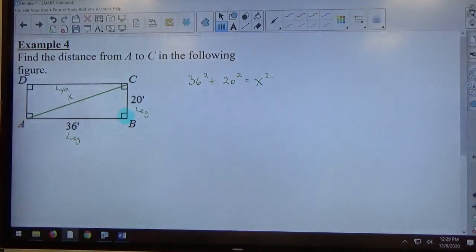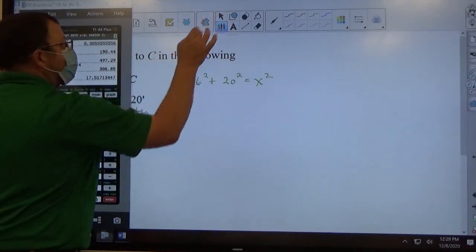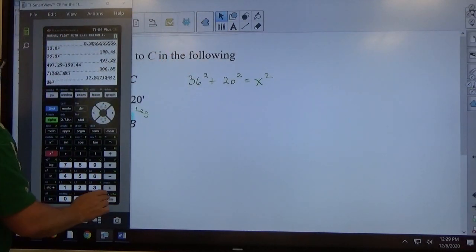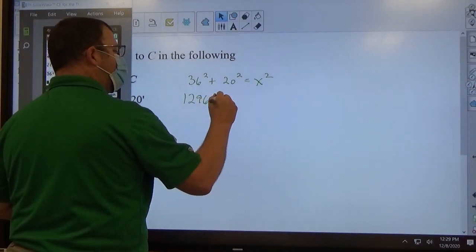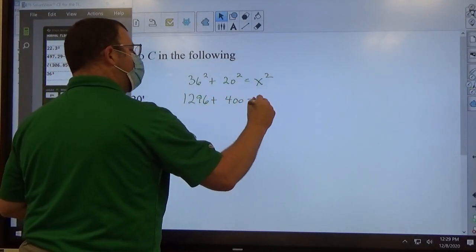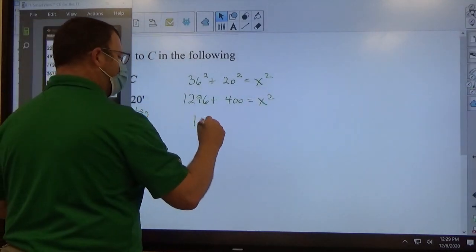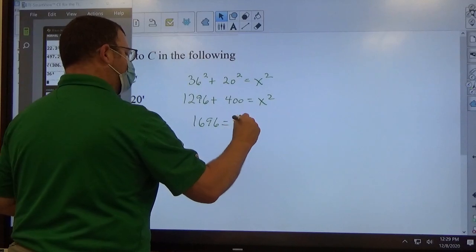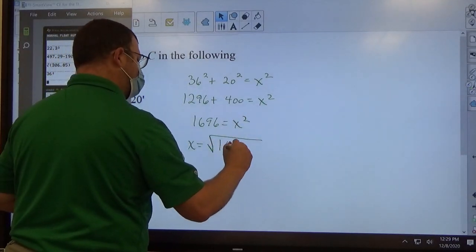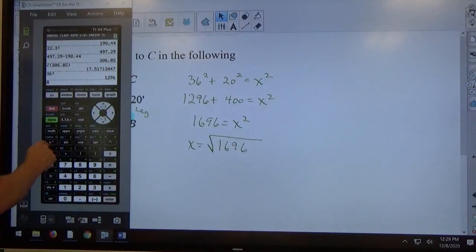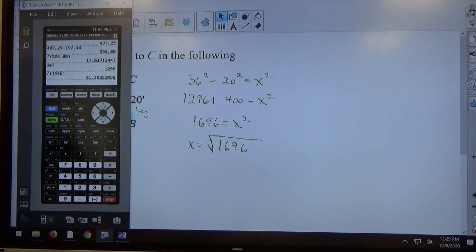This time the numbers are on the left, so if I grab my calculator and type in 36 squared, it is 1296. 20 squared is 400. 1296 plus 400 is 1696. So x is going to equal the square root of 1696. And the calculator says that is 41.18.